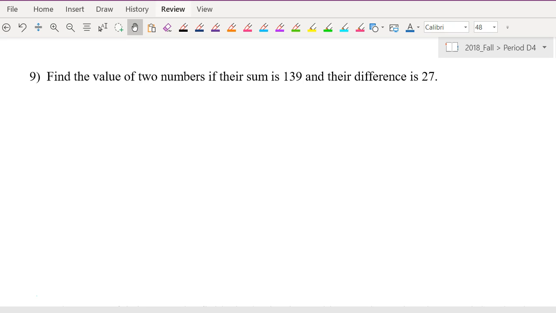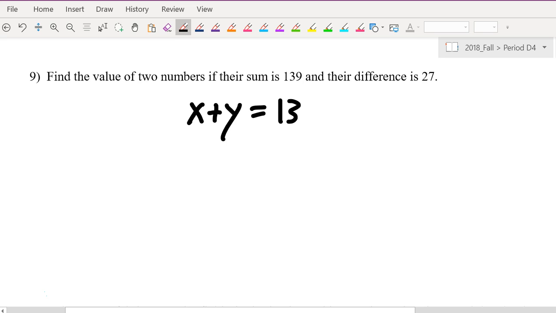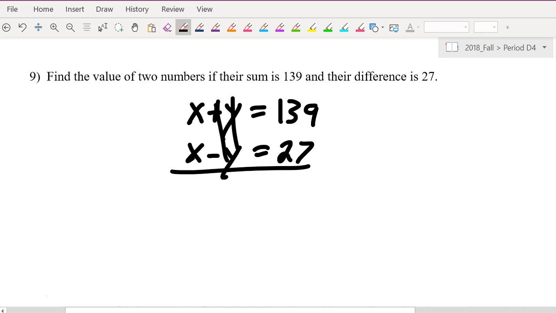So, first you have to come up with variables for the 2 orders. We could just use x and y, if that's okay with you. Okay, so x and y. So, you do x plus y equals 139. Excellent. Okay, and? And for the second equation, you do x minus y equals 27. Awesome. And they're ready to eliminate.